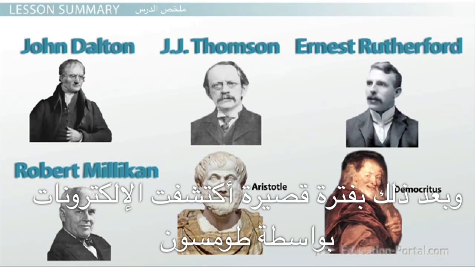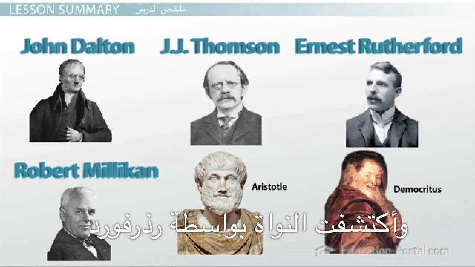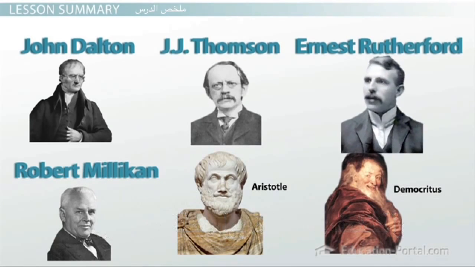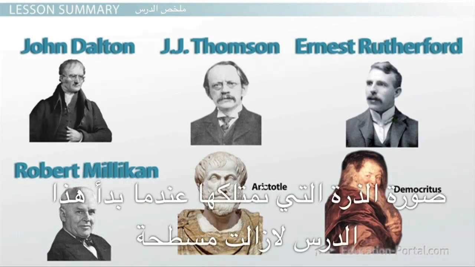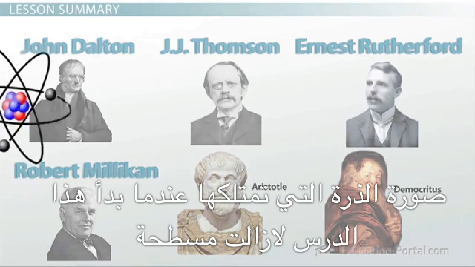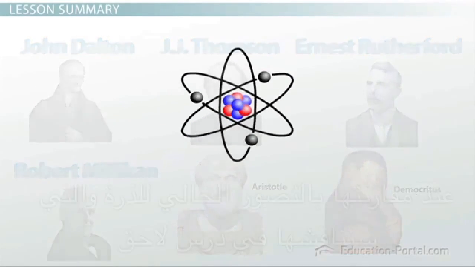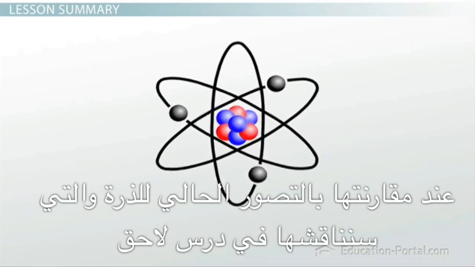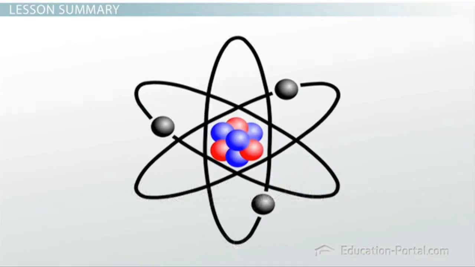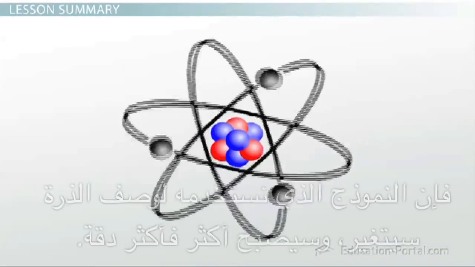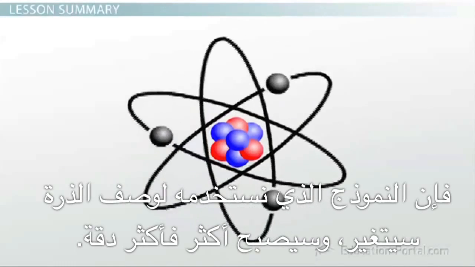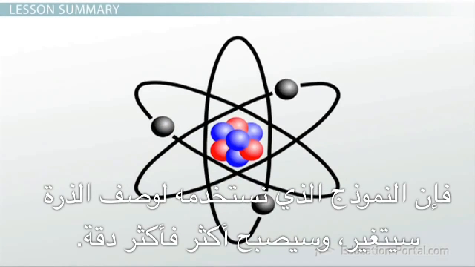Shortly after that, electrons were discovered by Thompson, the nucleus was discovered by Rutherford, and the charge of an electron was measured by Millikan. The picture of the atom you had when this lesson started is still flawed when compared to the current view of the atom, which we will discuss in a future lesson. And as scientists uncover more details about the atom, the model we use to describe it will change and become more and more accurate.